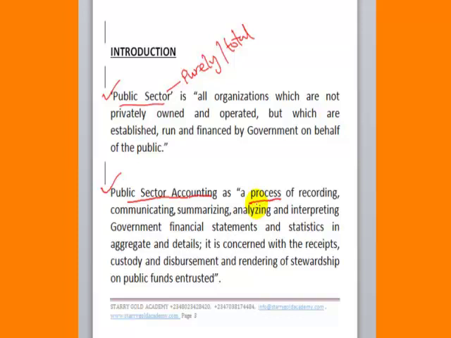Then you now need to interpret this information. Interpreting it means that you know that on the board of directors, everybody may not be an accountant, everybody may not understand figures. You need to break it down in such a way that even a non-accountant will understand the report you are presenting to the board. That is why we say that it is a process. It is not an end in itself. It is a means to an end. So we're saying that public sector accounting is a means to an end.